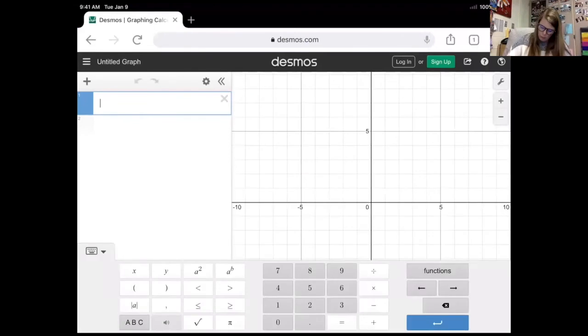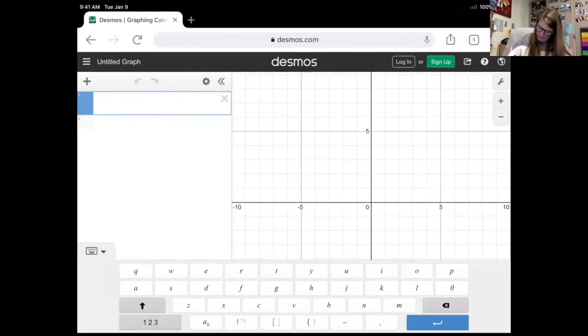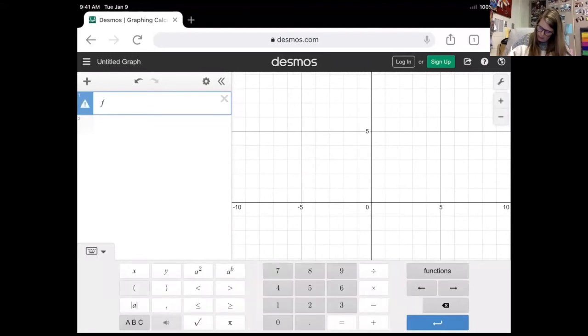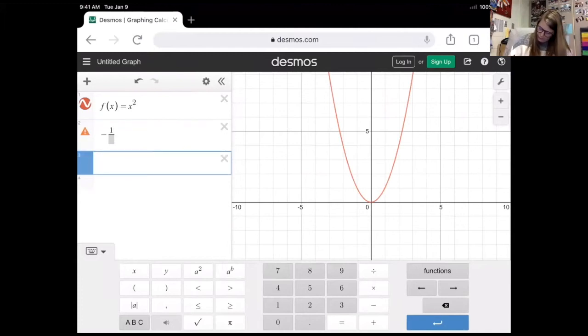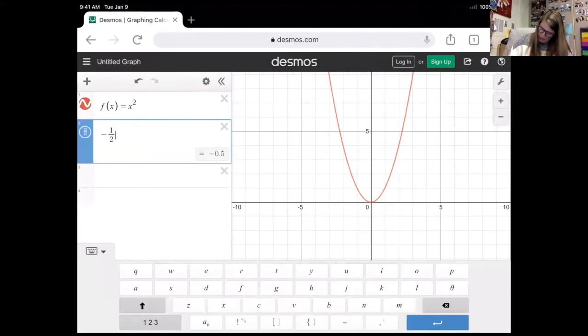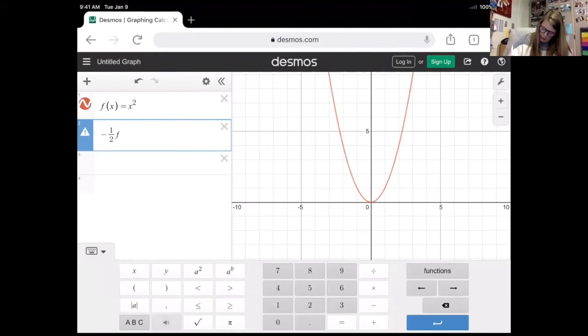Oh, okay, that's cool. It didn't save my graph. All right, so we have f of x equals x squared, which is the table that's there. So what about if we take -1/2 and multiply it by f of x?